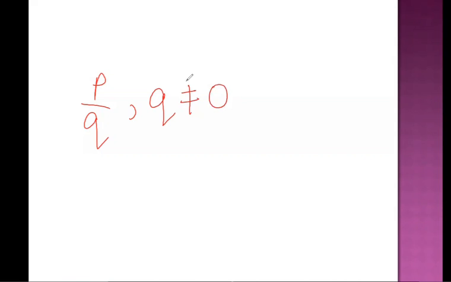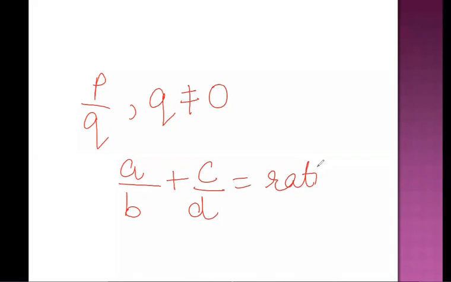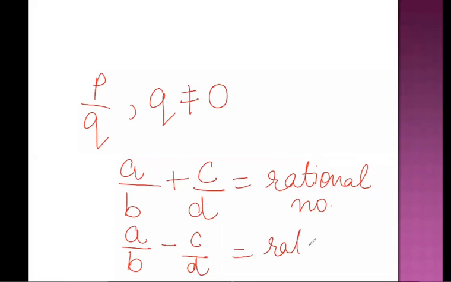Next, I told you about the properties, and we talked about two properties. The first is the closure property. Closure property can be written as a plus b is equal to a rational number. Whenever we add two rational numbers, their sum is also a rational number. Similarly, it goes for subtraction also. When we subtract two rational numbers, the result is always a rational number.